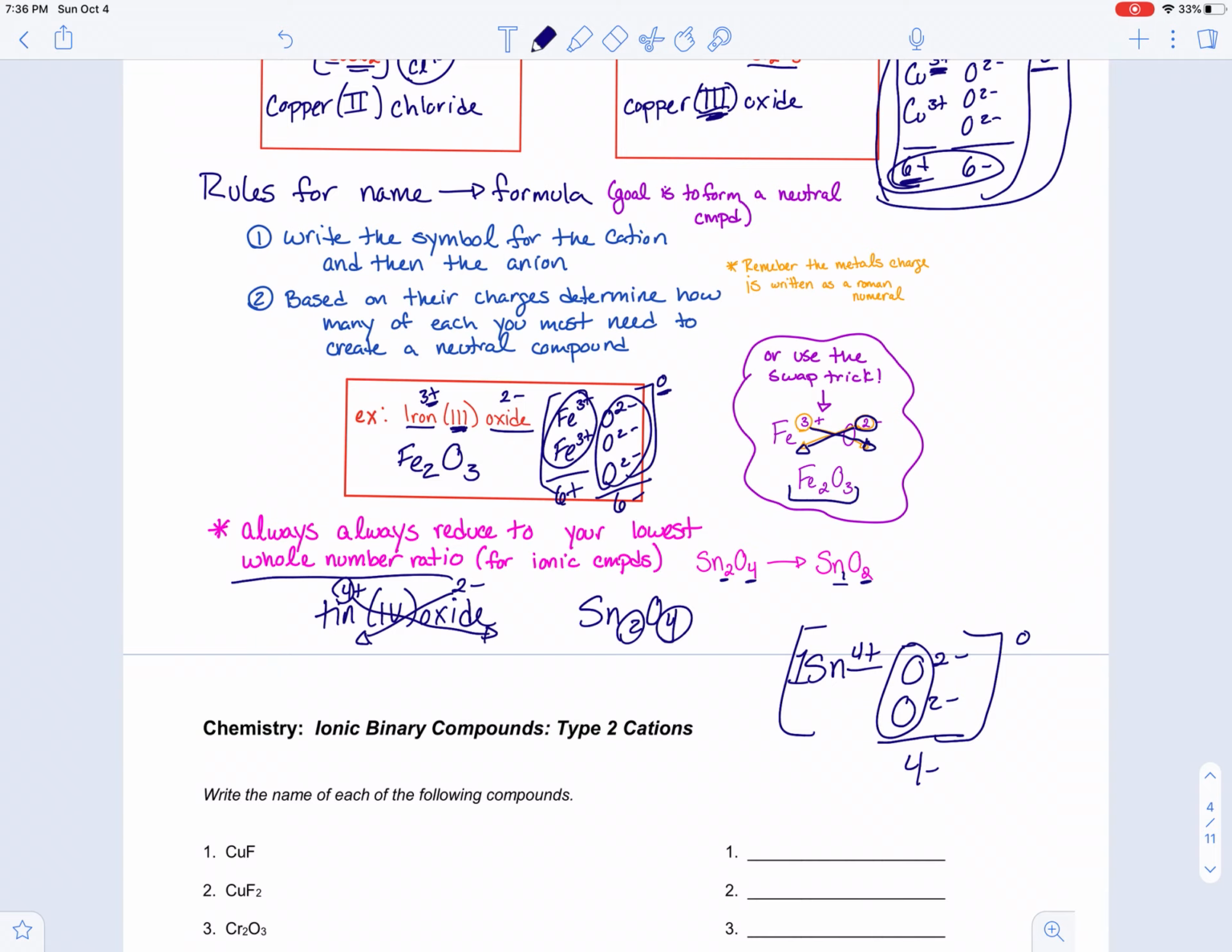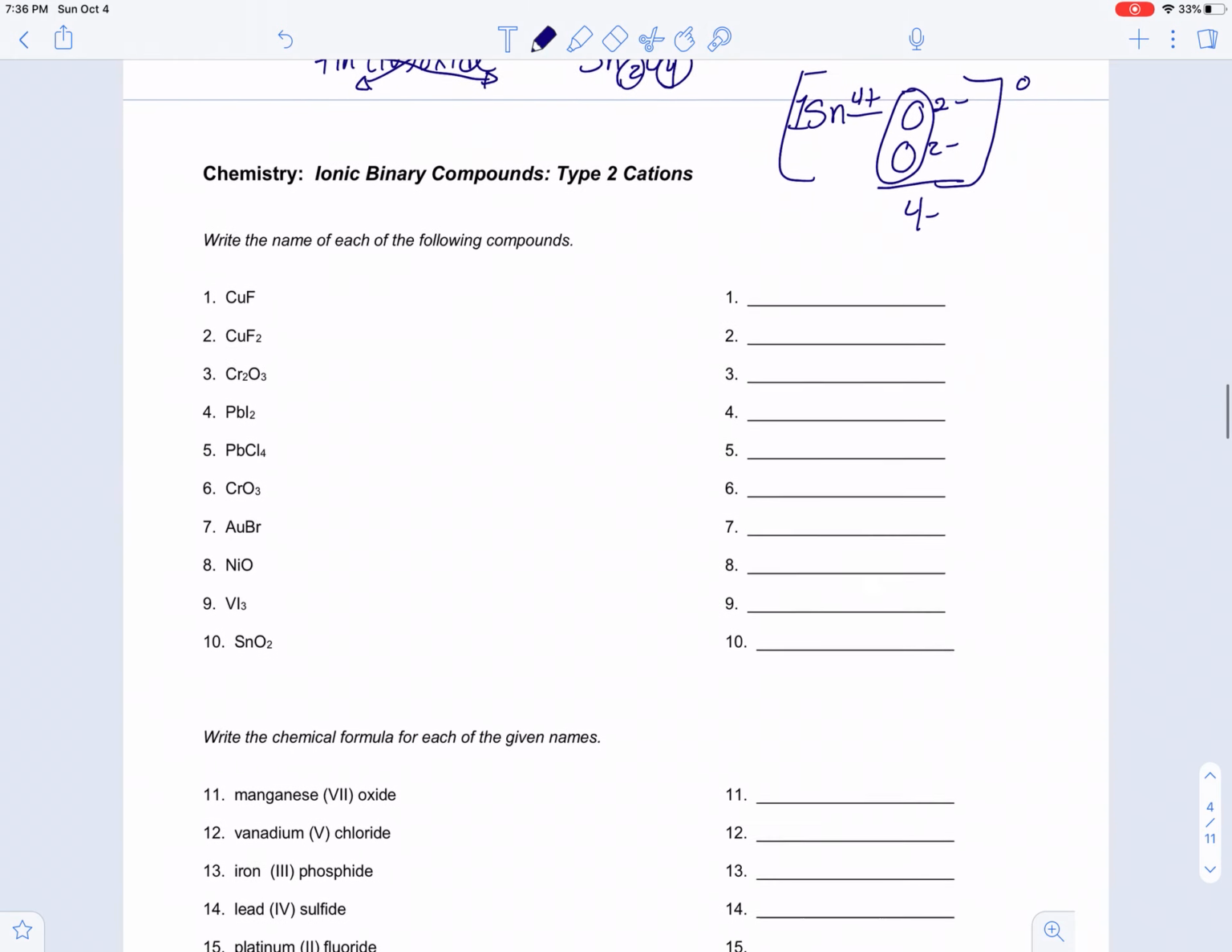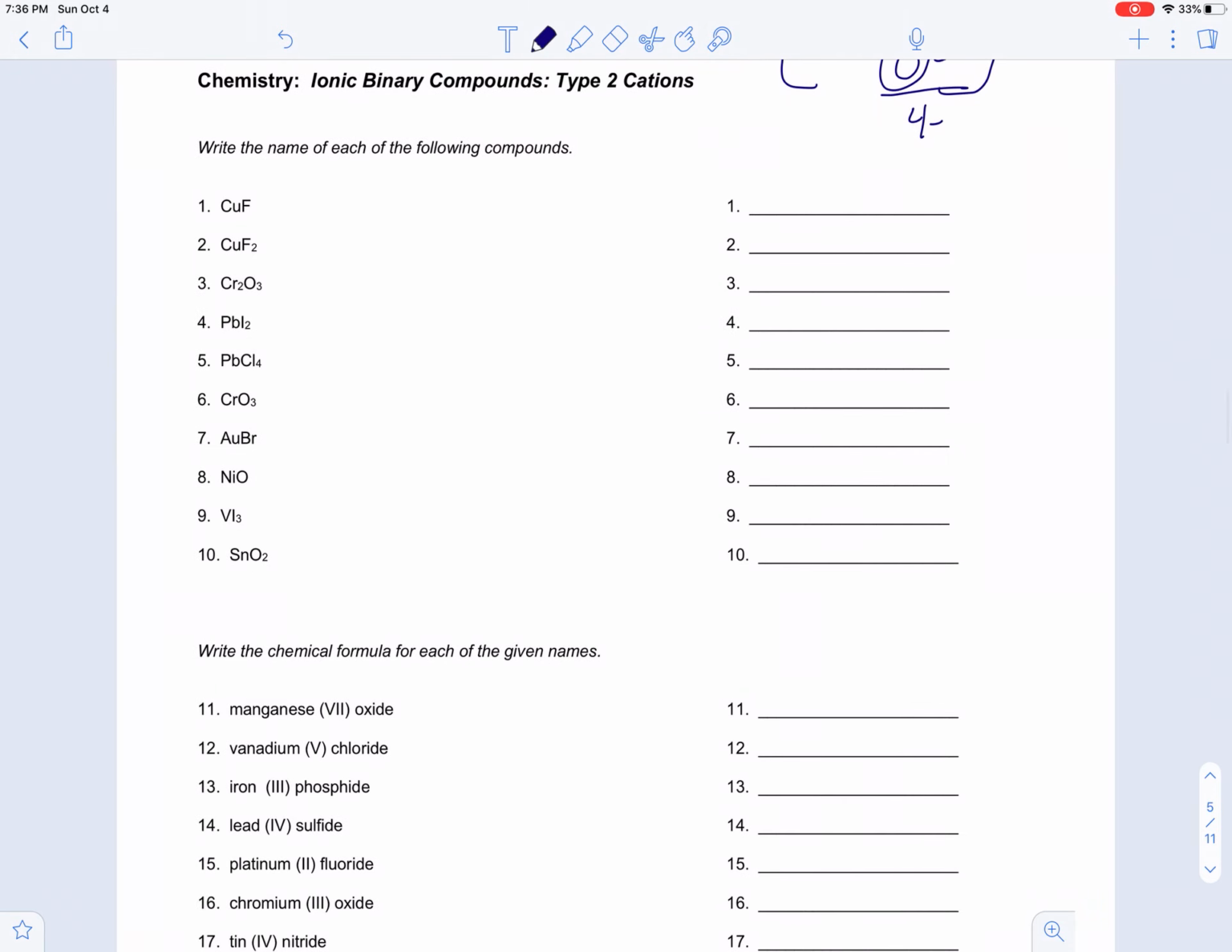All right, so you are going to practice now going from formula to name and then name to formula.